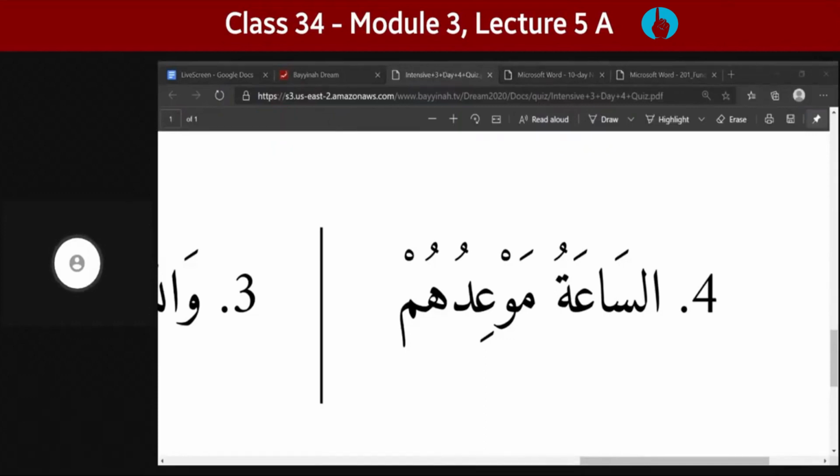Maw'iduhum is an idafa. Yes, Zain, that's correct. LB, can I explain how the word Musliman changed to Muslimu? If you give me an example of where it's changing, then I can tell you.